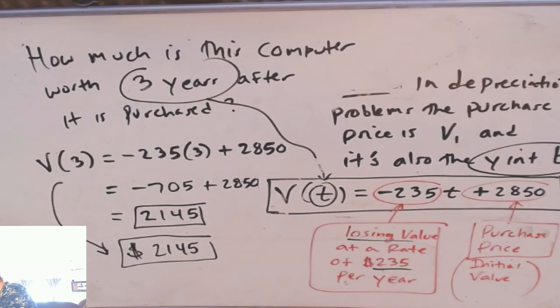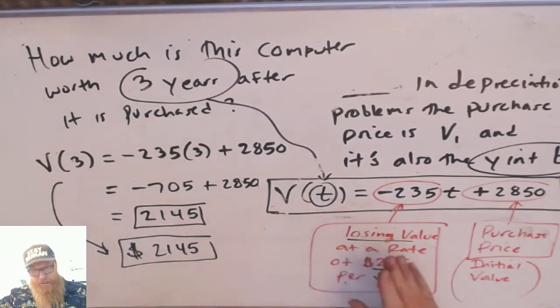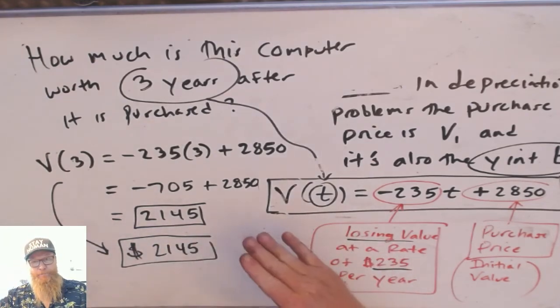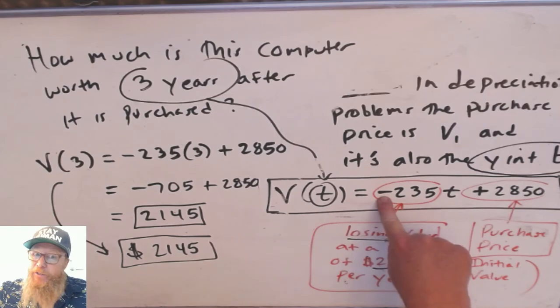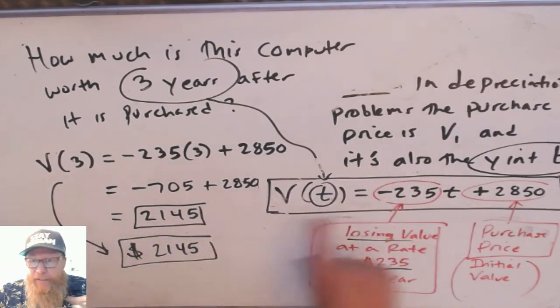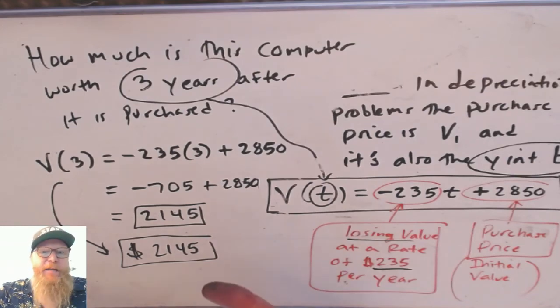Okay, got time for one more. Depreciation always has a negative slope. I make sure that I use the word depreciate so that you know that you better get a negative slope. If I give you a problem and I use the word depreciate and you do a calculation and this accidentally comes out positive, that's a red flag. Immediately you made some mistake.